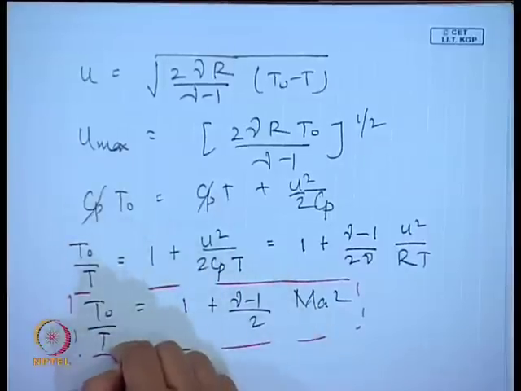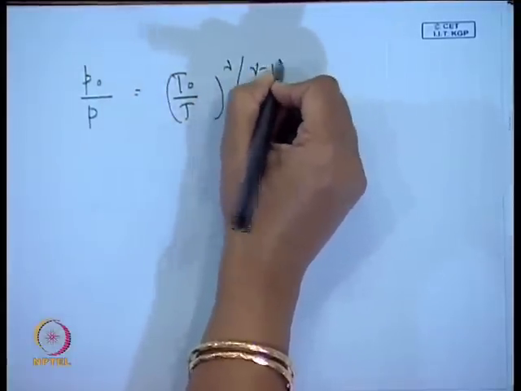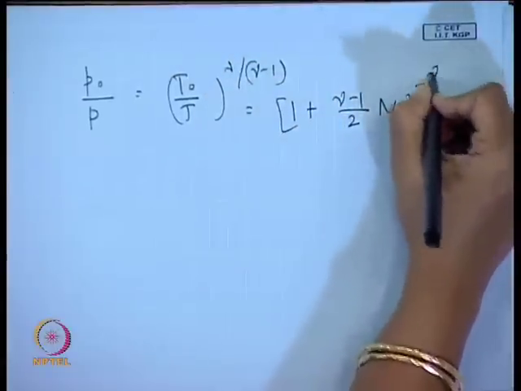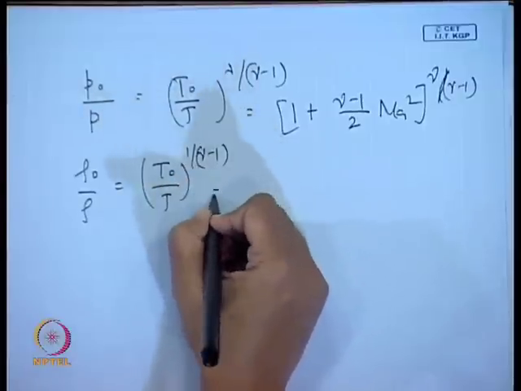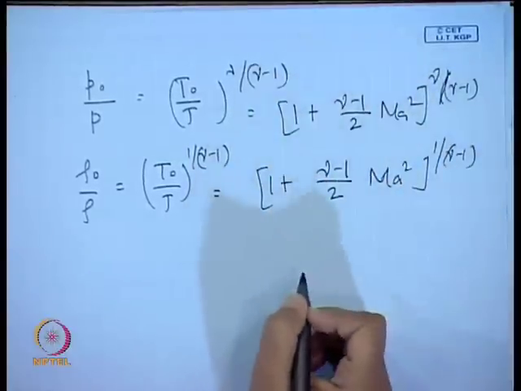Okay. Now, once we could find an expression for T0 by T, using the equations of adiabatic reversible flow, the relations connecting P to T and rho to T, we can find rho0 by rho, we can find P0 by P and so on, is it not? So, if we write them down, what do we get? In the same terms, we get P0 by P equal to (T0 by T) to the power gamma by gamma minus 1, which is equal to (1 plus (gamma minus 1) by 2 Ma square) to the power gamma by gamma minus 1. Same way, rho0 by rho equals (T0 by T) to the power 1 by gamma minus 1, and this is equal to (1 plus (gamma minus 1) by 2 Ma square) to the power 1 by gamma minus 1, is it not?